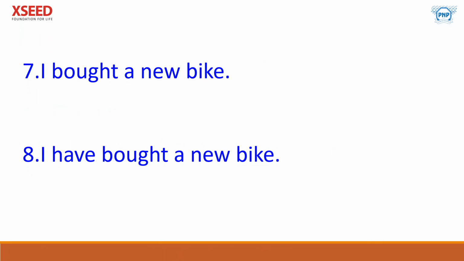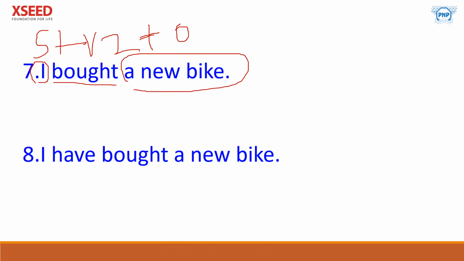Next, I bought a new bike. And the second one, I have bought a new bike. Which verb tense is used in the two sentences? Once again, it is a simple thing. The formula which you can see here is simply subject, V2, and object. Correct? This is the subject, this one is V2, and this one is an object.